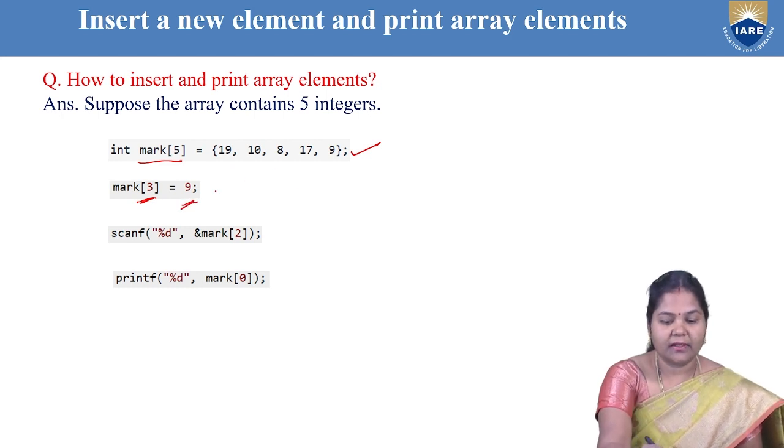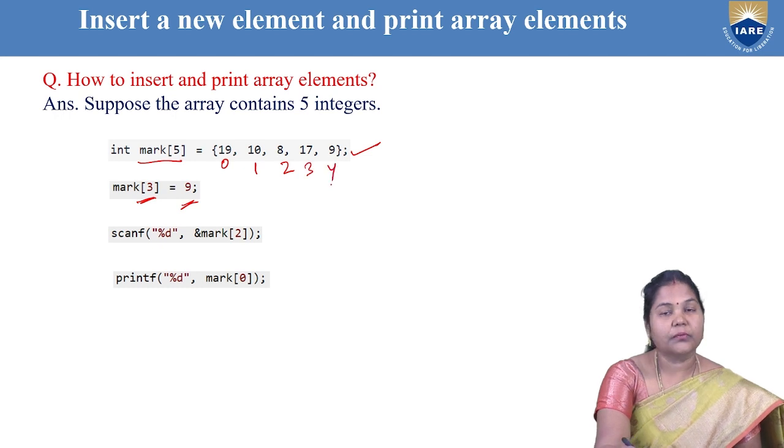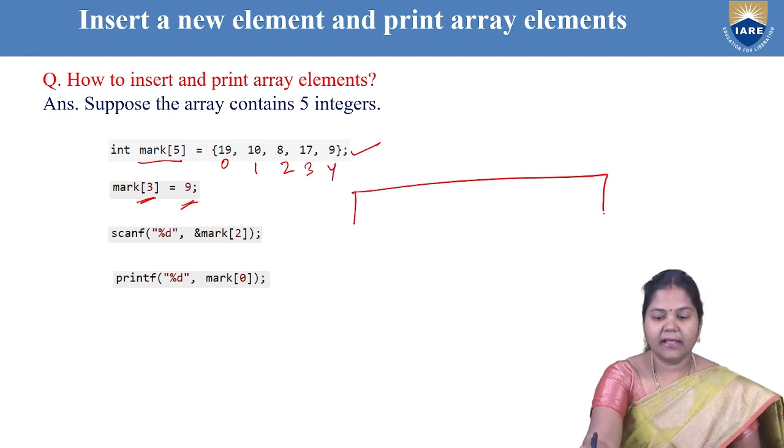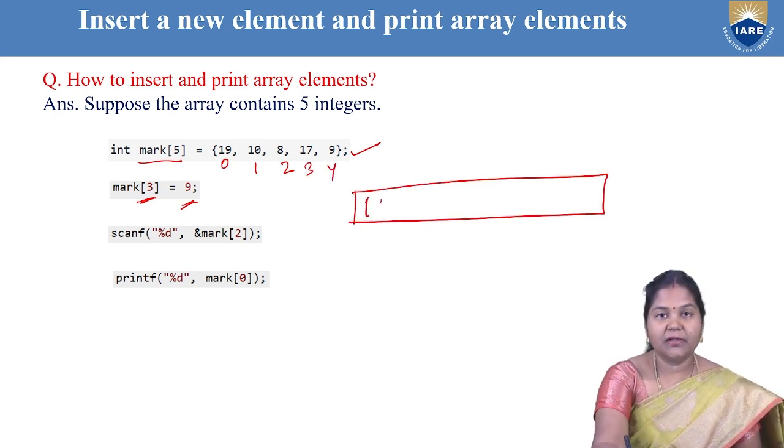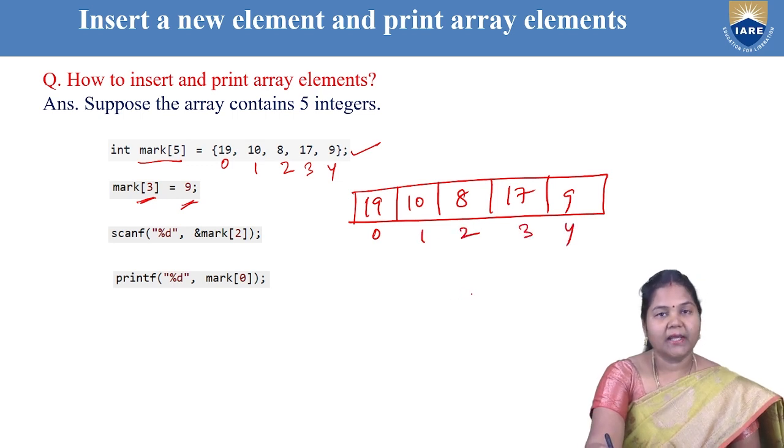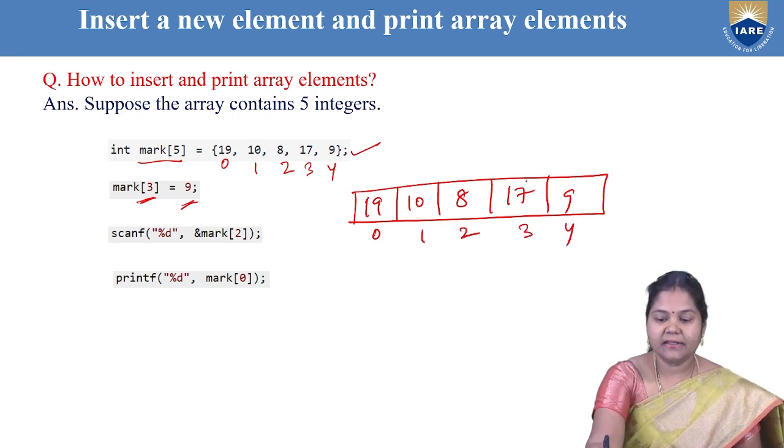If you want to replace marks[3] with a new value, then this is the 0th index, 1, 2, 3 and 4. This particular array is storing the values 19, 10, 8, 17 and 9. The indices are 0, 1, 2, 3 and 4. At present, marks[3] contains 17.